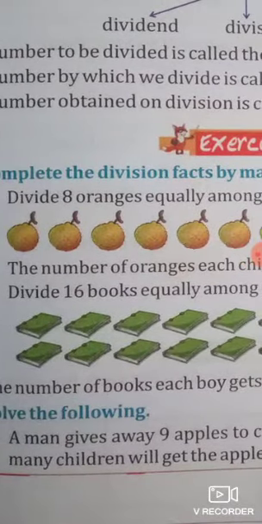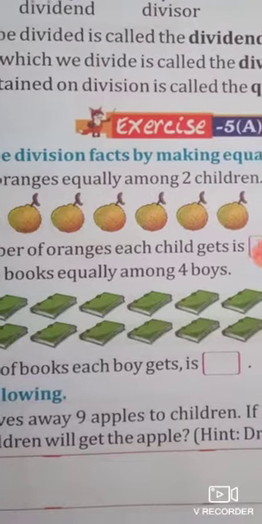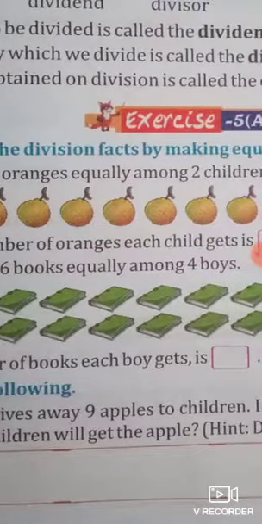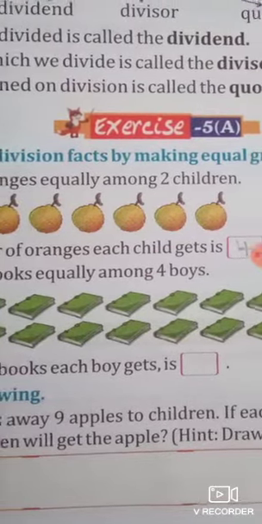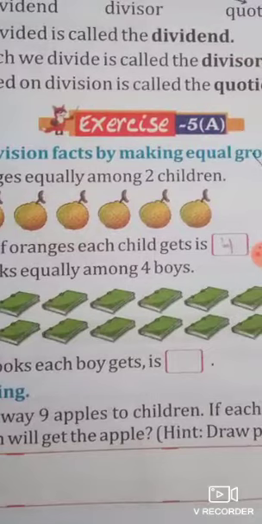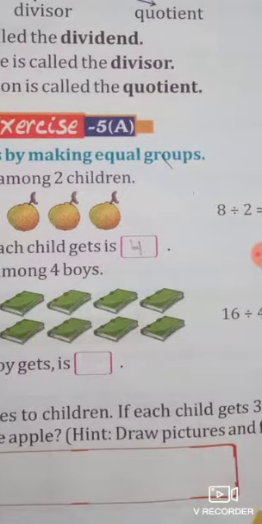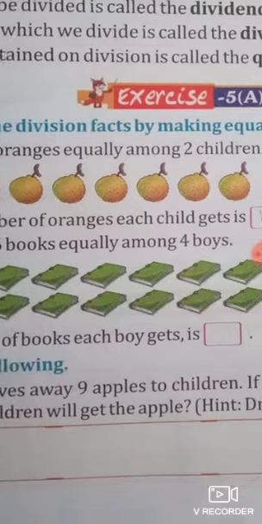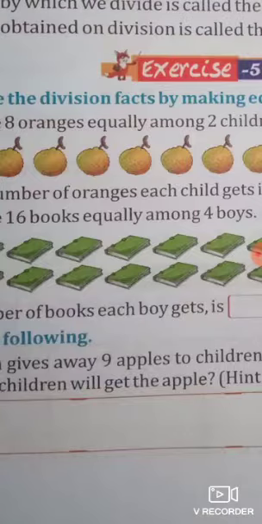First question is divide 8 oranges equally among 2 children. The number of oranges each child gets is 4. You can determine the answer of this question by dividing 8 by 2, and then we get 4 in the answer. So children, you will solve the rest of the questions yourself because this is a very easy exercise.